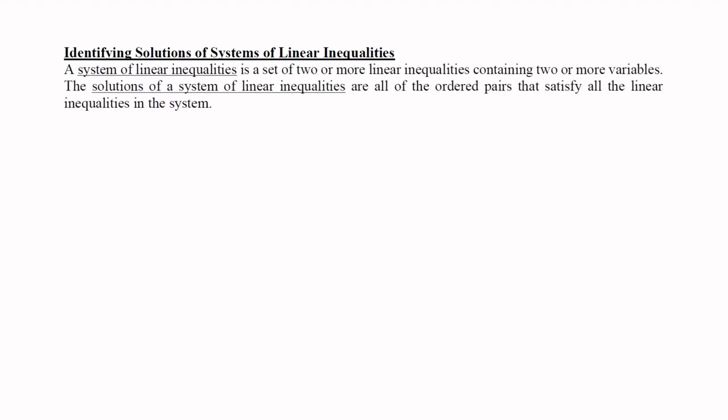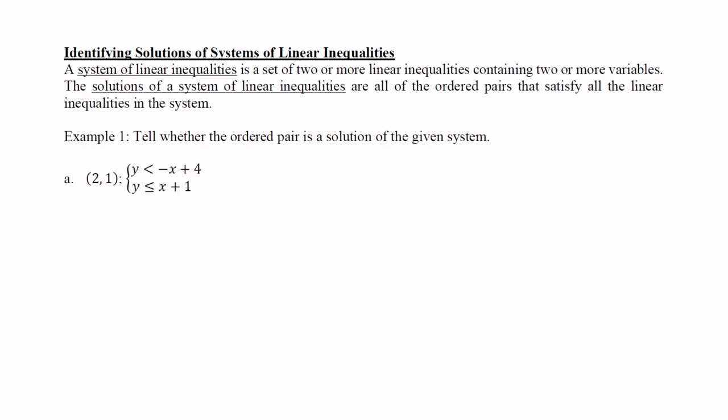A system of linear inequalities is a set of two or more linear inequalities containing two or more variables. The solutions of a system of linear inequalities are all of the ordered pairs that satisfy all the linear inequalities in the system. So for example, we're going to tell whether an ordered pair is a solution of the given system. For example A, we are given the ordered pair (2, 1), and we're going to determine if it is a solution to this system of inequalities.